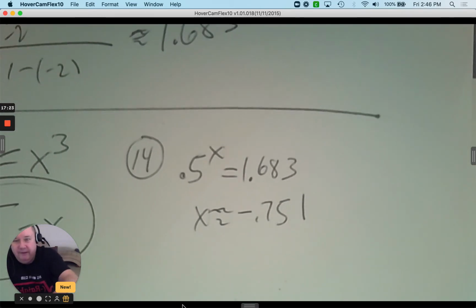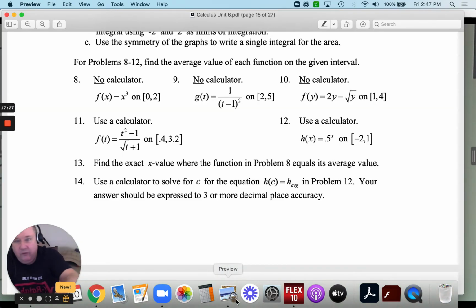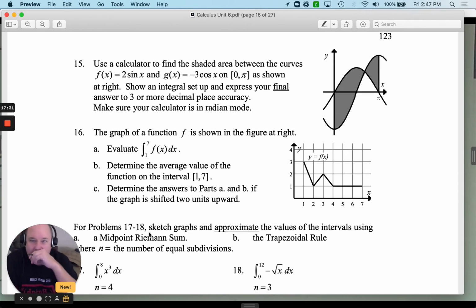Number 15. Next page. It says use a calculator to find the shaded area between 2 sine x and negative 3 cosine x from 0 to pi. Show an integral setup and express your answer to 3 or more decimals.